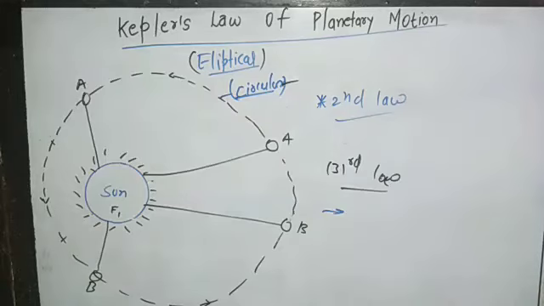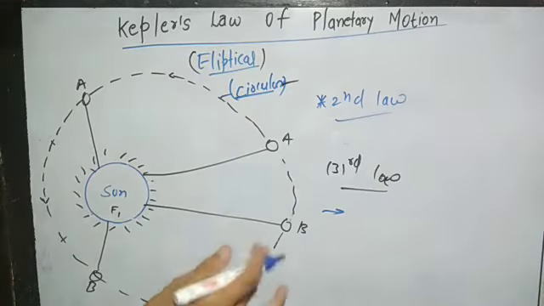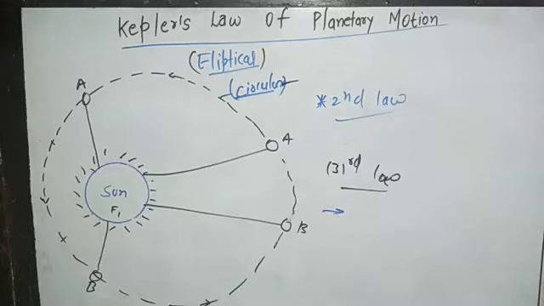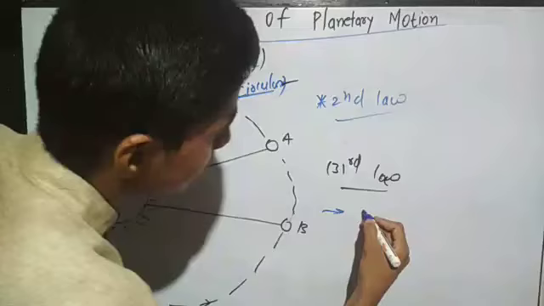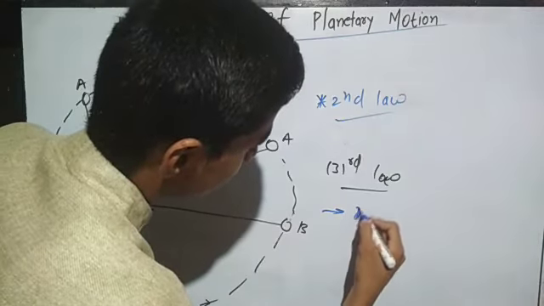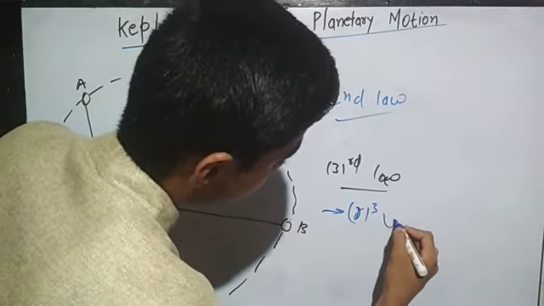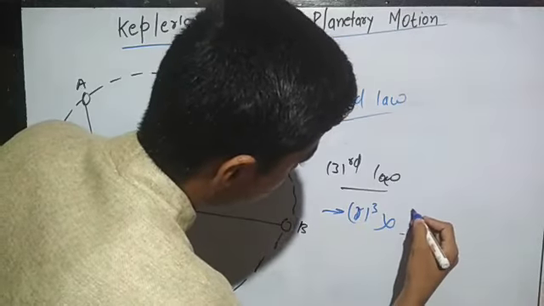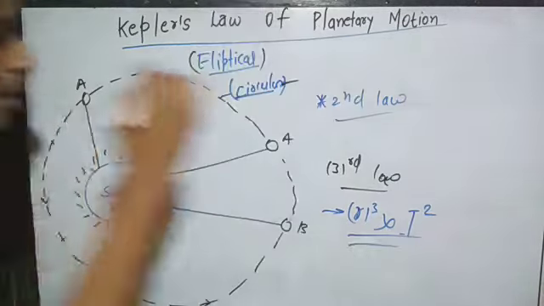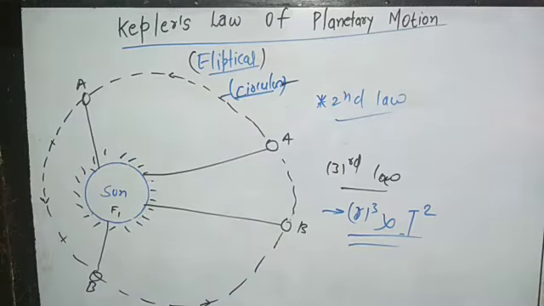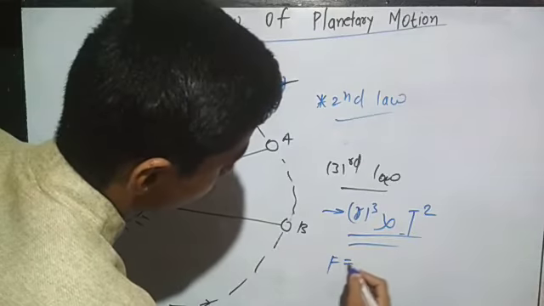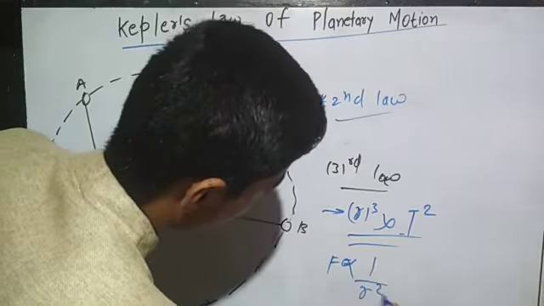According to the third law of planetary motion, the cube of the mean distance of the planet is proportional to the square of the time interval. It means that we can write it, let's see, I am writing here: R cube is directly proportional to T square. This is very very important. Because of this law only, Newton also published his gravitational force law, which is F is equal to 1 upon r square.